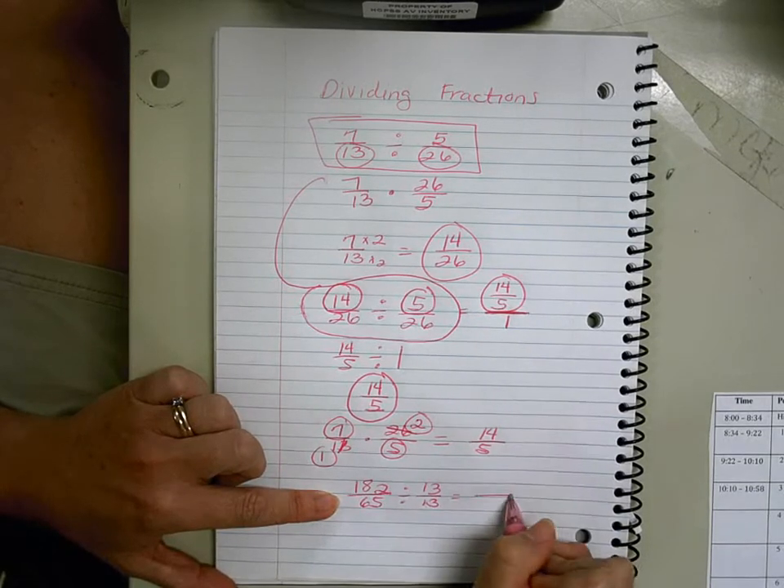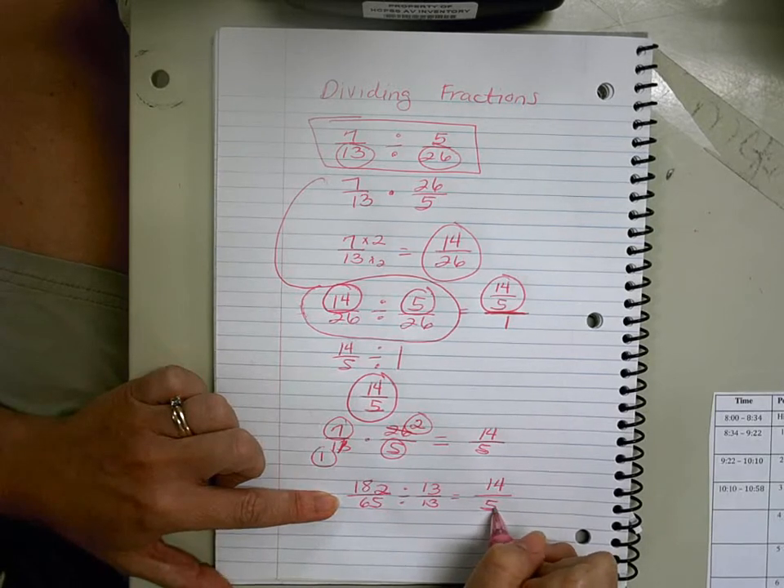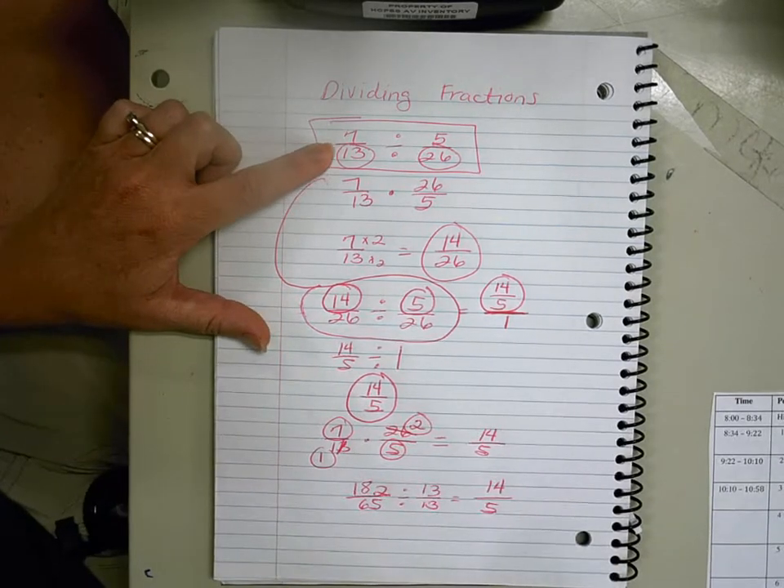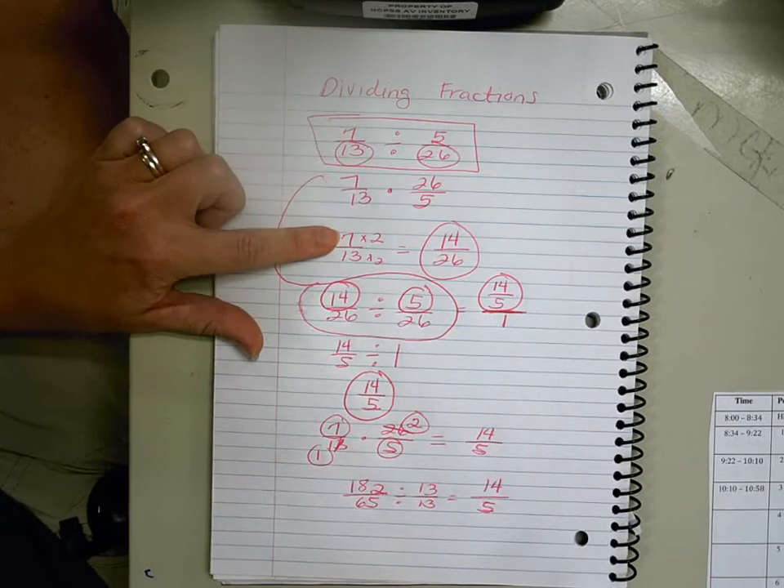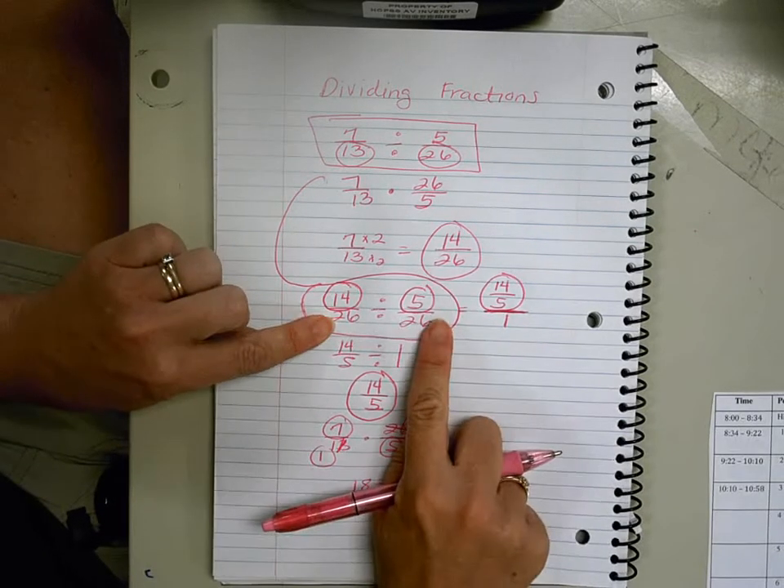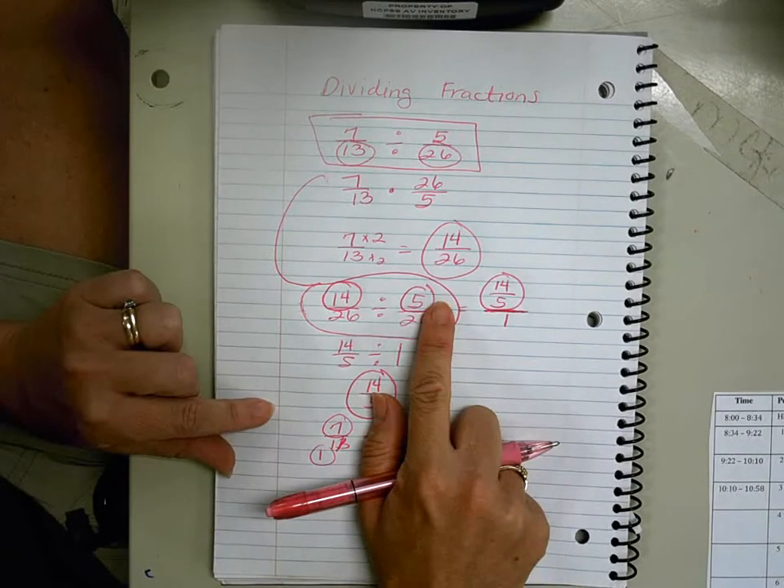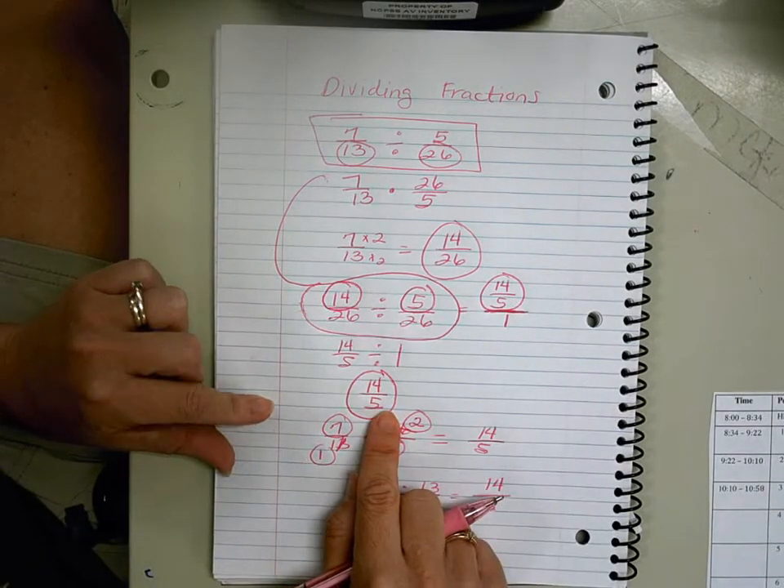And when you do, guess what? You get 14/5. Original problem, looking to get a common denominator, change any fractions you had into equivalent fractions. Your denominator cancels out, and we're left with 14 divided by 5, which is 14/5.